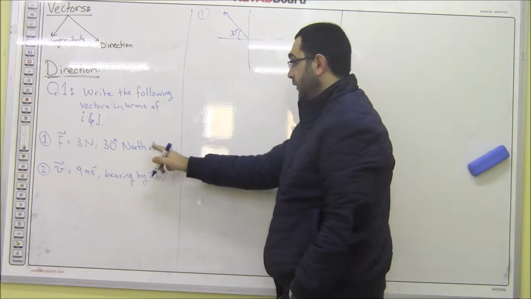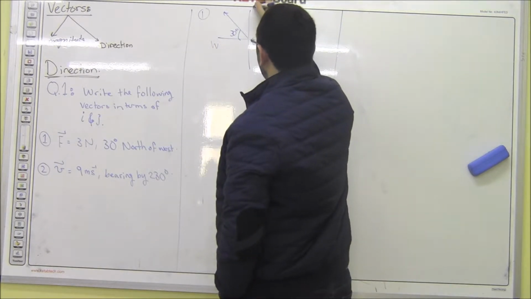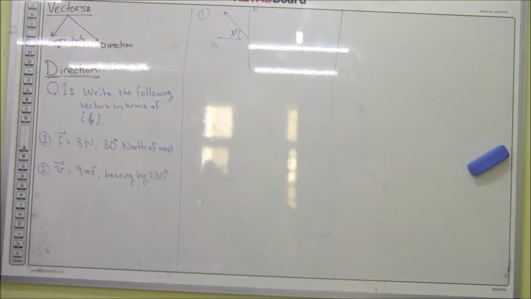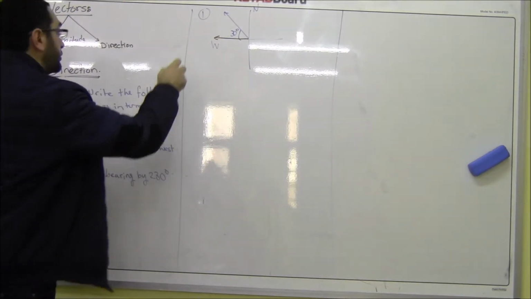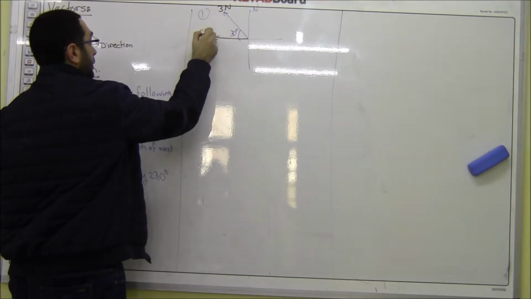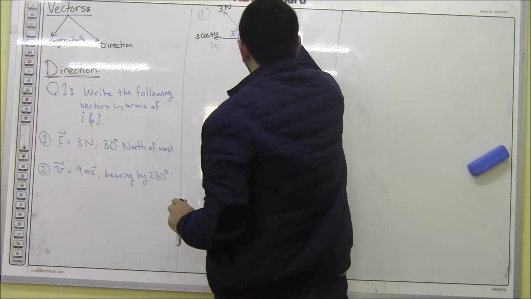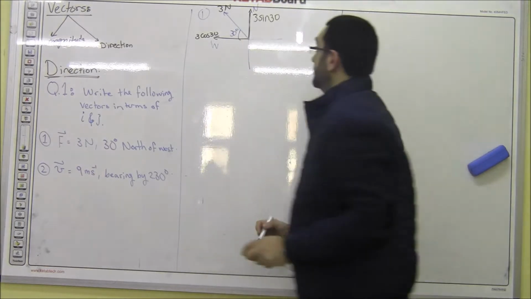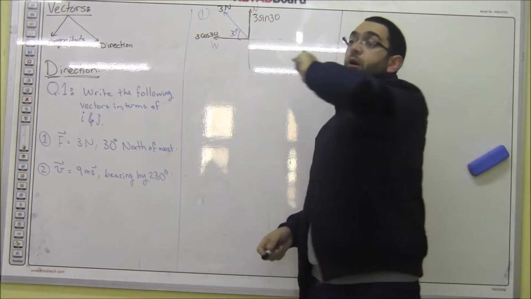at 30 degrees north of west. So the angle is with the west, right? Any question? No. Then what I have to do is resolve. J is up. This component will be 3 cosine 30, and this component will be 3 sine 30. The x component should be negative, definitely negative, 3 cosine 30, and this one is 3 sine 30. Any question about the resolving?